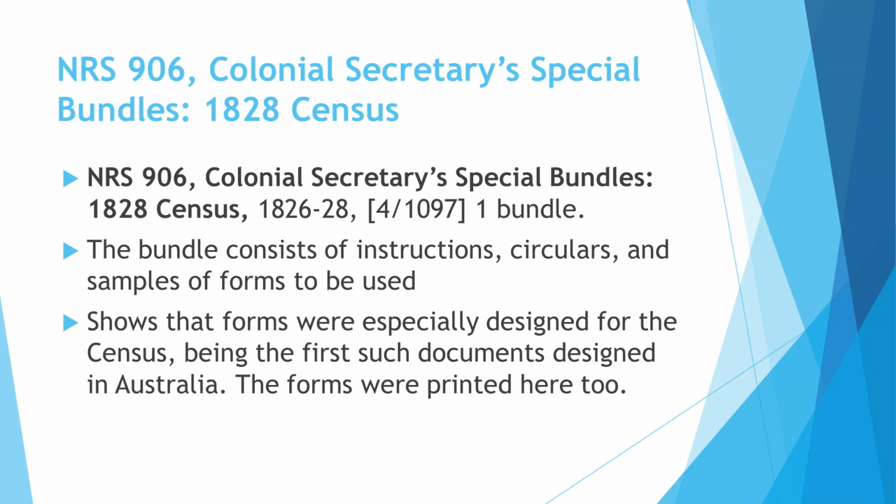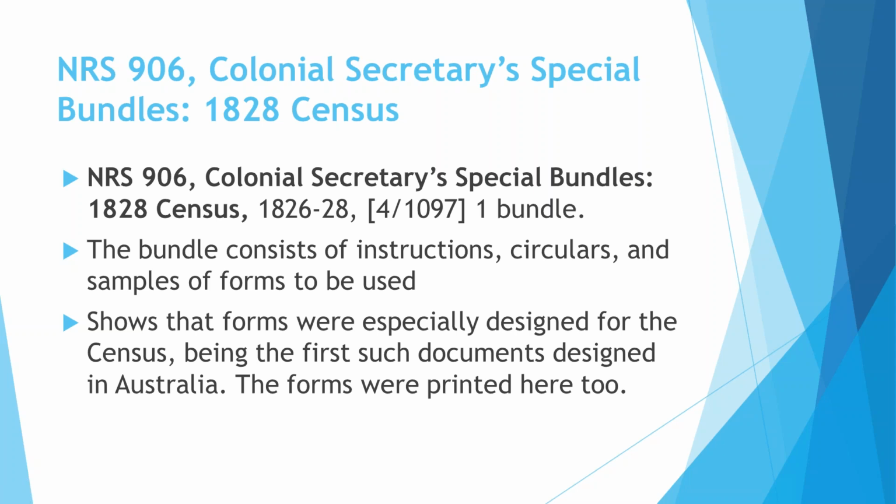The Colonial Secretary's special bundles for the 1828 census are really about how the 1828 census was produced. The bundle consists of instructions and circulars and samples of forms to be used, and there are some examples of forms that ultimately weren't used, which in themselves are quite interesting. And this shows that the forms were especially designed for this census, and they would certainly be the first such documents designed in Australia. So it's also emphasising that starting to break away from Britain in terms of producing own internal documents. The forms are also printed here too.